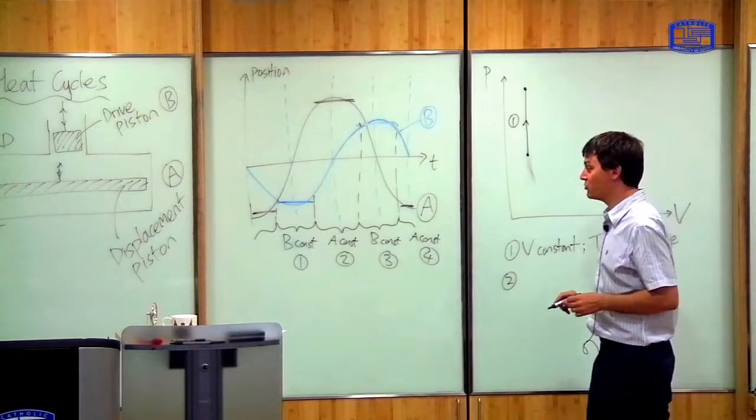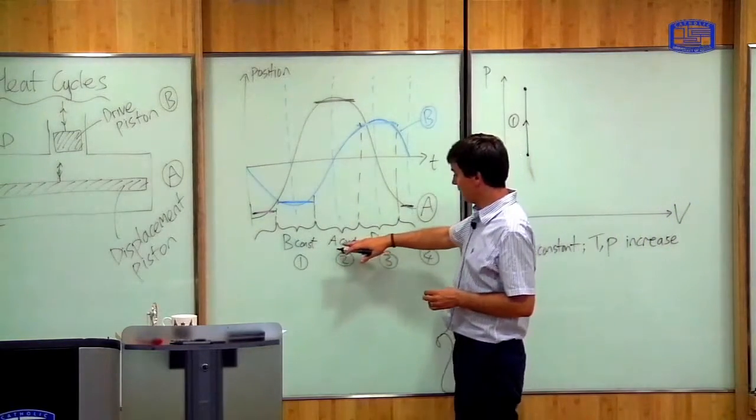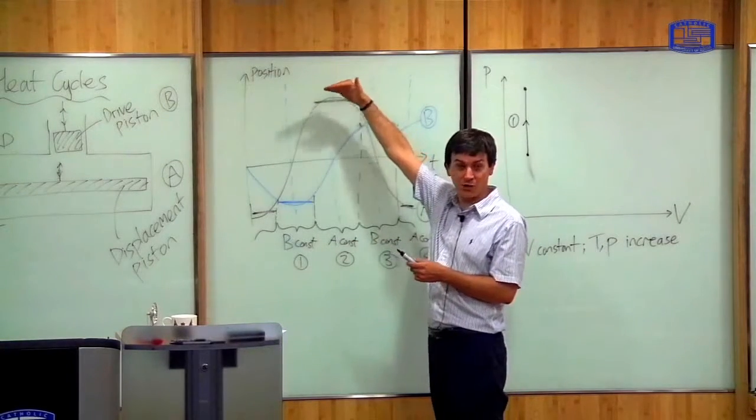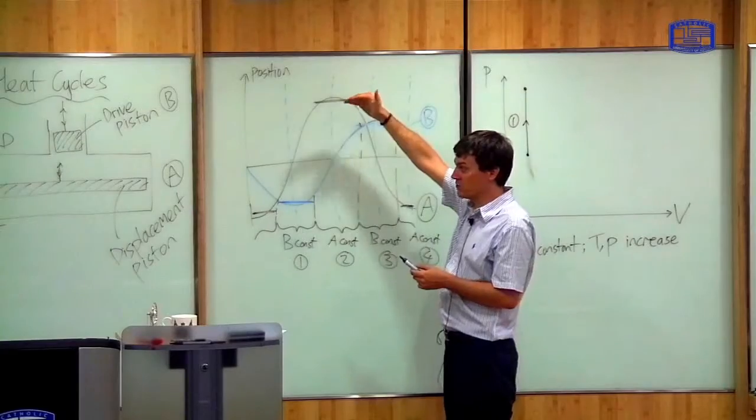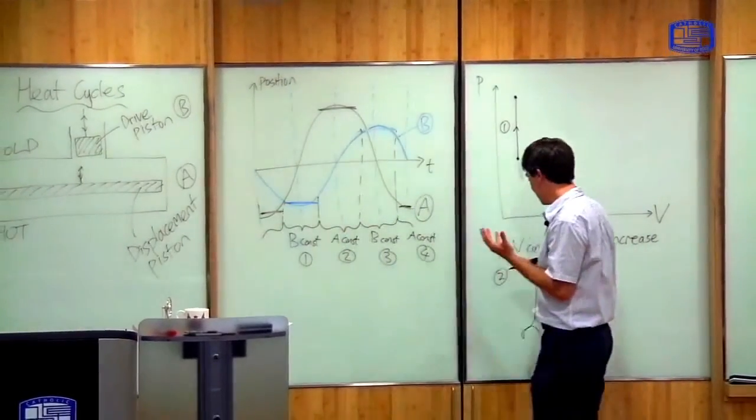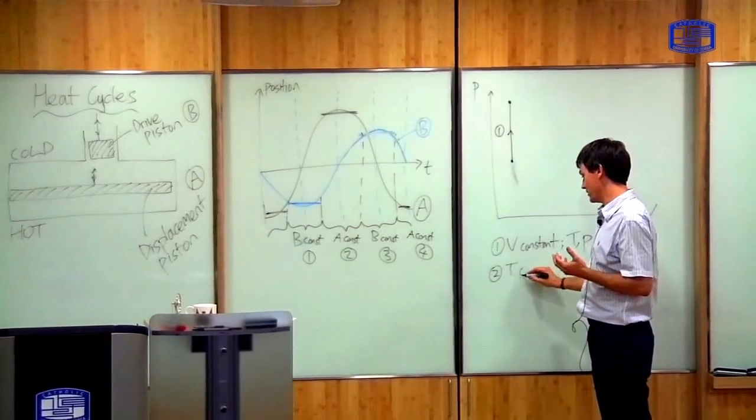In stage 2, the position of the displacement piston is at the top. Now that forces all of the gas in contact with the hot part, so we assume that temperature is approximately constant.